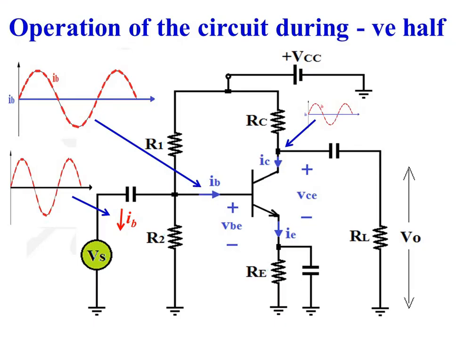So during negative half of the input signal, current flows through coupling capacitor CC1 from base of the transistor to input signal Vs, resulting in a reduction in base current. And this reduction in base current results in a reduction in collector current. The reduction in collector current results in a reduction in the collector resistance voltage drop, which reflects in the collector emitter voltage drop, and the variation in the collector emitter voltage drop is coupled to the load resistance RL through coupling capacitor CC2.